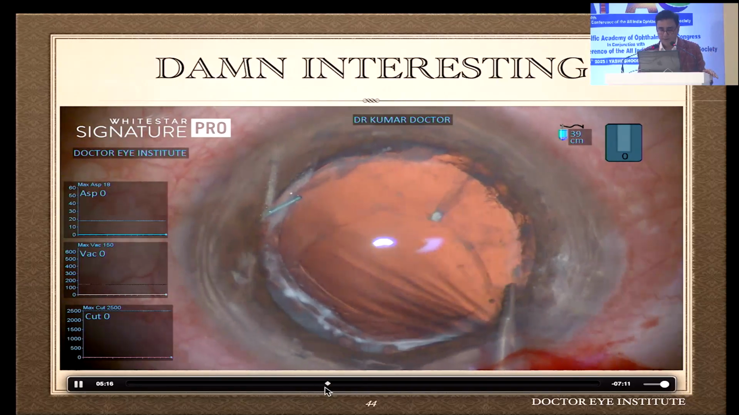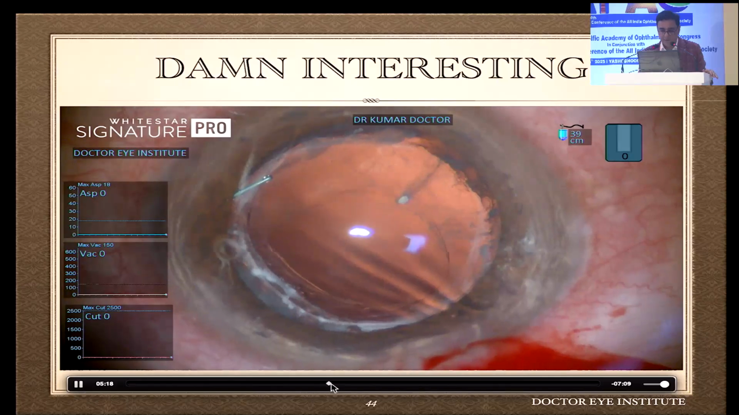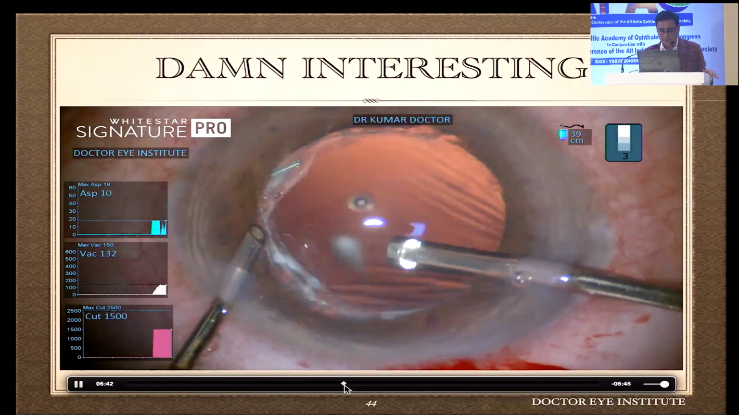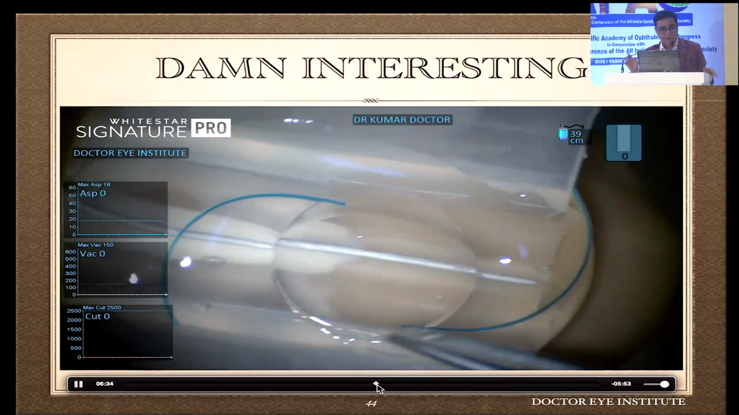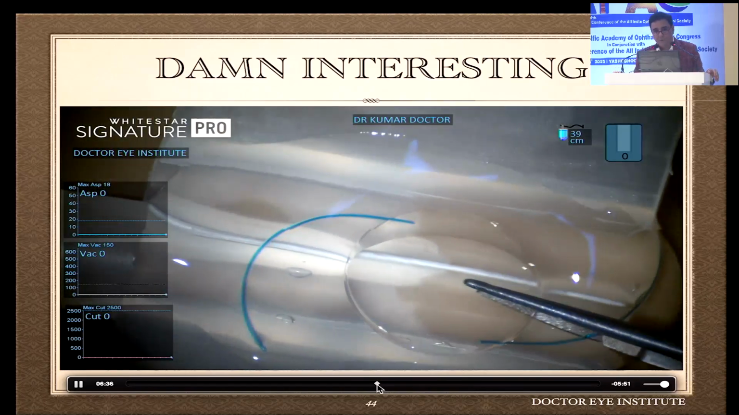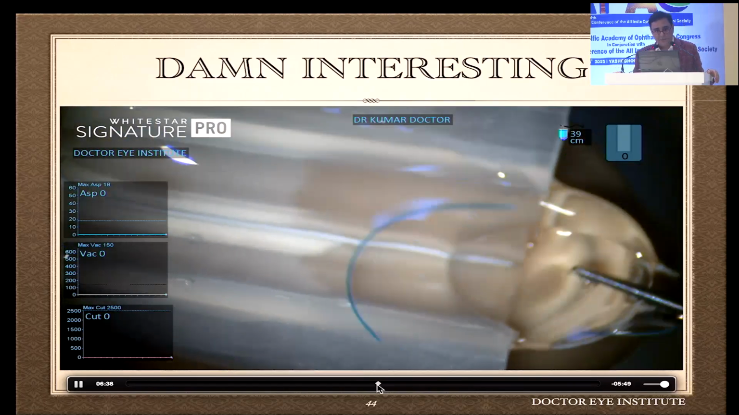Here I'm just seeing if there are any adhesions in the periphery. Luckily there are no adhesions. Went ahead and did anterior vitrectomy. Once this was done, I just filled in viscoelastic again. So the only 3-piece multifocal IOL is the technique that is available in the market today.